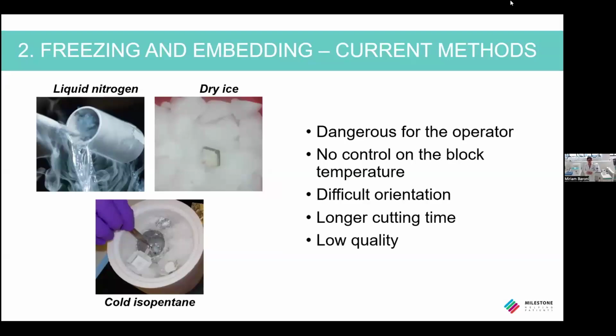With all these methods, it's not possible to control the temperature of the block. The sample orientation is difficult and sometimes impossible. And the sample surface is not completely at the same level. So at the cutting, we need to lose much more time to reach the sample. Most importantly, despite the complexity and the risk associated with these methods, the final quality of the frozen section is low.